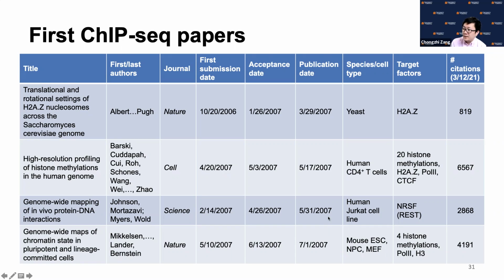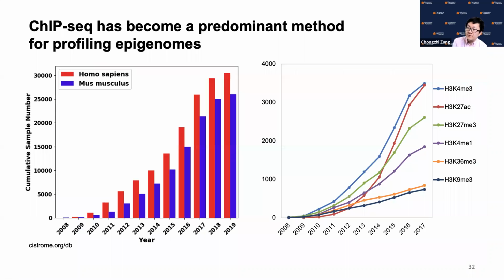A few months later, another paper was published in Nature, led by Eric Lander and Brad Bernstein at the Broad Institute, and they published the first ChIP-seq profiles in mouse tissues and mouse cell types. All of these papers are very highly cited and have become classic literature in the field. Since the development of ChIP-seq technology in 2007, there has been an increasing amount of ChIP-seq data published by labs across the world to study different factors in different systems.